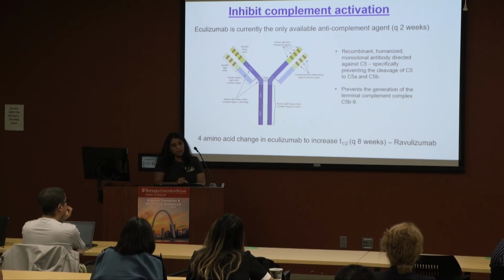And now we, of course, also have a longer-acting version of eculizumab, which is ravulizumab, which is given every 8 weeks, with the same efficacy. It's just an amino acid change, which has made the drug recycle longer, so you have a longer half-life. But really no difference in terms of the efficacy of the drugs.